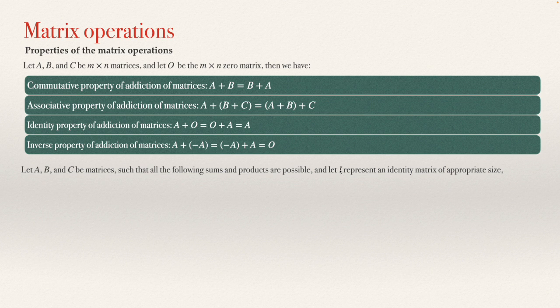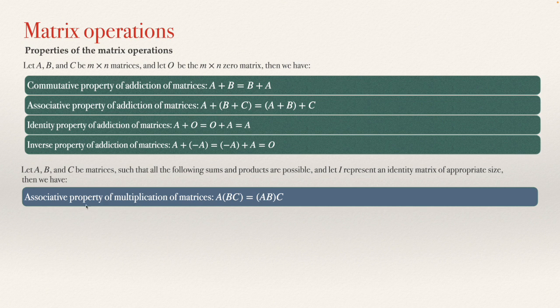Remember that I is a diagonal matrix where all the diagonal entries are 1. We know that there is an I for each side. This will be the I of the appropriate size, depending on the matrix we have. Okay, then we have the following.